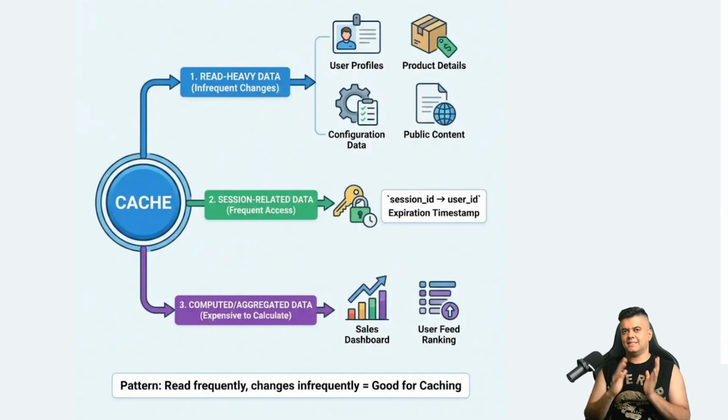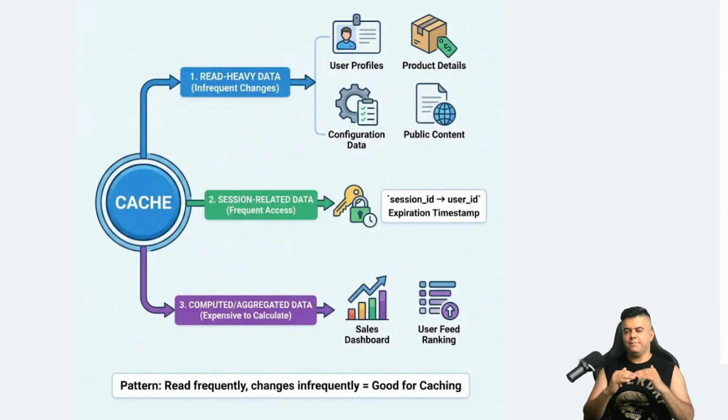and the data does not change every single second. The second bucket, as you can see, is session-related data. For example, when a user logs in, the server creates a session and stores something like session ID and user ID along with an expiration timestamp. So every request doesn't have to hit the database just to check who is this user. And again, if you're new to engineering and sessions are something that's new to you, what you need to know is session checks happen on almost every request. So caching session lookups can remove a huge amount of repeated database work.